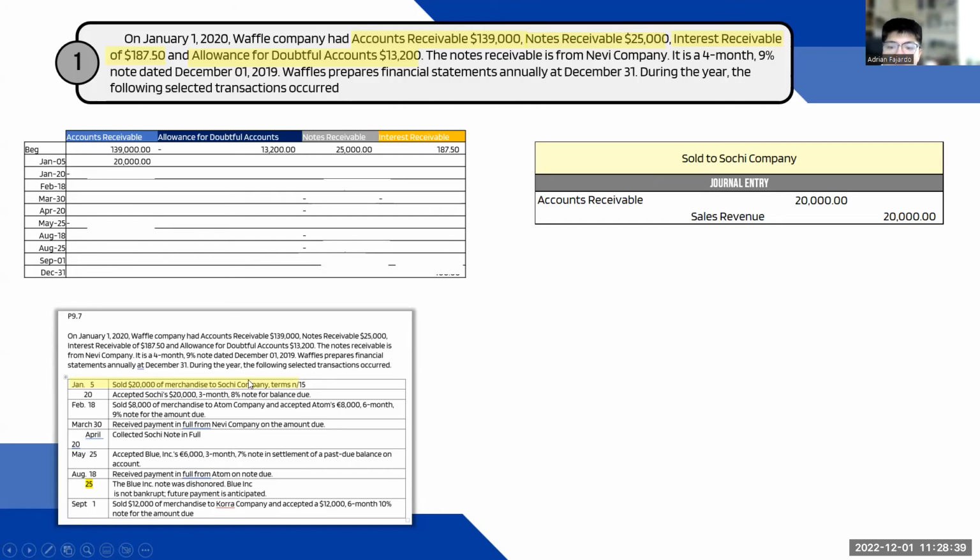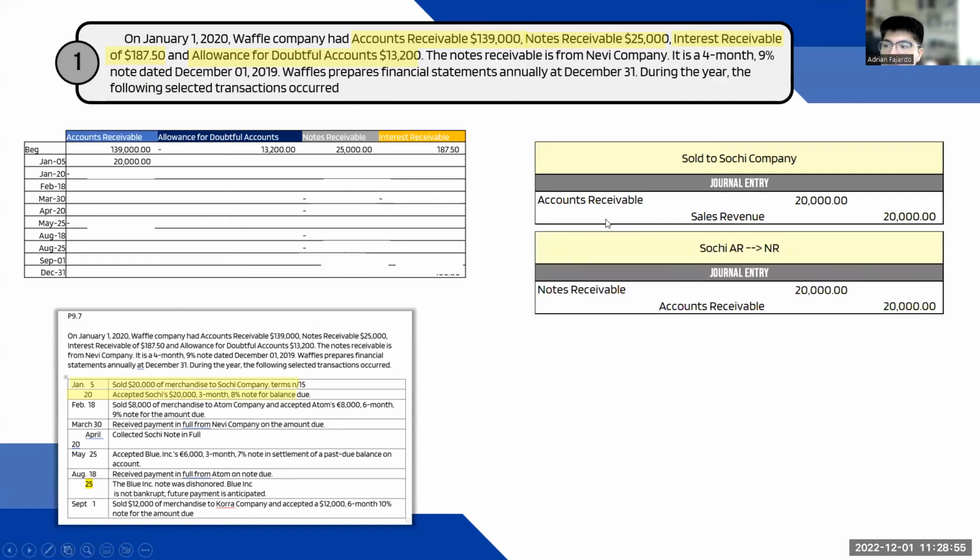Next, since Sochi company, I will look for other things that talk about Sochi company. January 20 still talks about Sochi. And according to this, they accepted a 20,000 3-month 8% note receivable. So yung AR naging NR. Notes receivable, debit, credit AR of 20,000. So now, how will this affect my table? Plus 20,000 on my notes receivable, pero minus 20,000 in my accounts receivable.